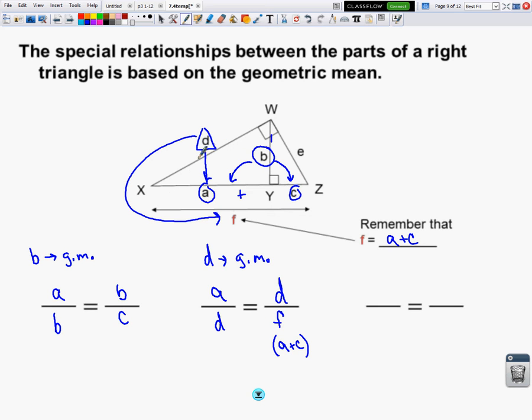Well, if this leg, D, was a geometric mean, what do you think E is? E is also a what? Geometric mean. What do you think it's a geometric mean between? C and F, the part that it's closest to, adjacent to, and the whole thing. And again, remember that F could be the same as A plus C. And this will make more sense once you see some numbers in it versus just variables.